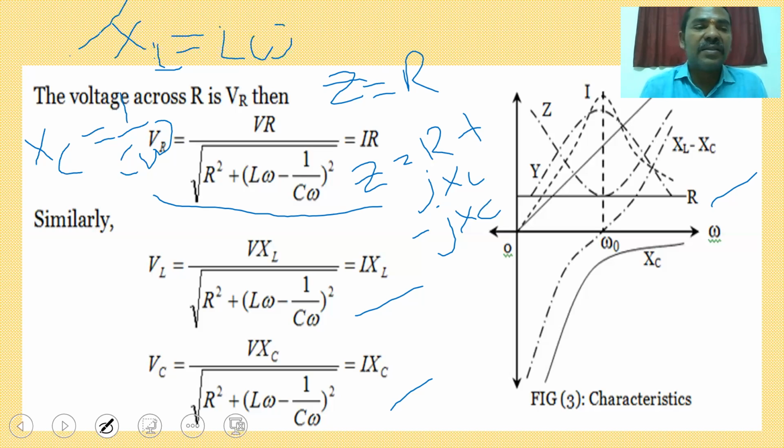As omega is gradually increasing, the inductive reactance increases and the capacitive reactance decreases. Initially the capacitive reactance is high compared with the inductive reactance, so the impedance is highest at the start and gradually decreases. At resonance, the net reactance must be equal to 0, so the impedance is pure resistance.